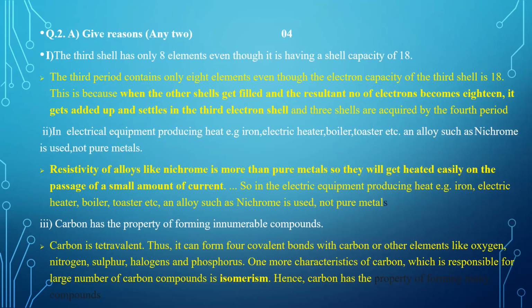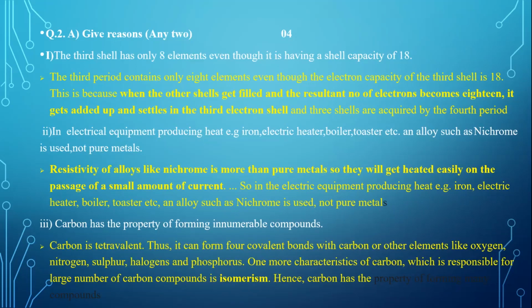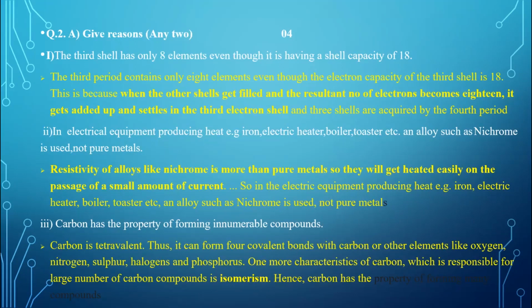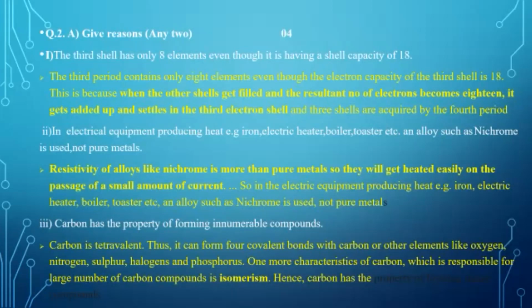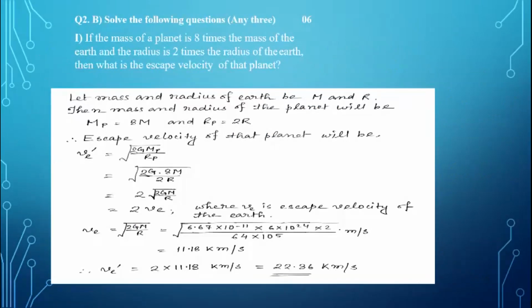Since it is tetravalent, it can form covalent bonds with a number of elements like oxygen, nitrogen, sulfur, halogens. This is one characteristic. Second is isomerism. Hence, carbon has the property of forming innumerable compounds. So these are the 3 questions which were asked in your paper today, and you have to attempt only 2. So out of these 3, you can attempt 2, and you can write this answer down.